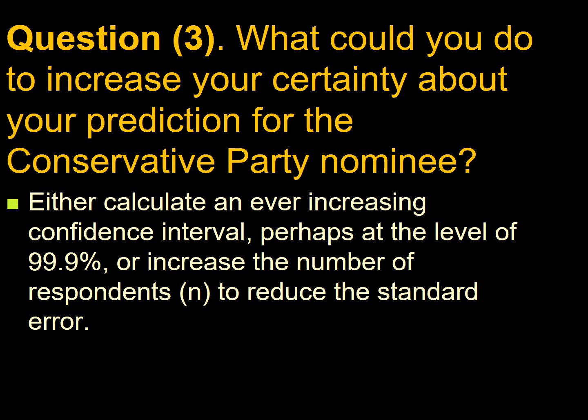So question 3. What could you do to increase your certainty about your prediction for the Conservative Party nominee? So either calculate an ever-increasing confidence interval, perhaps at the level of 99.9%, or increase the number of respondents, n, to reduce the standard error.